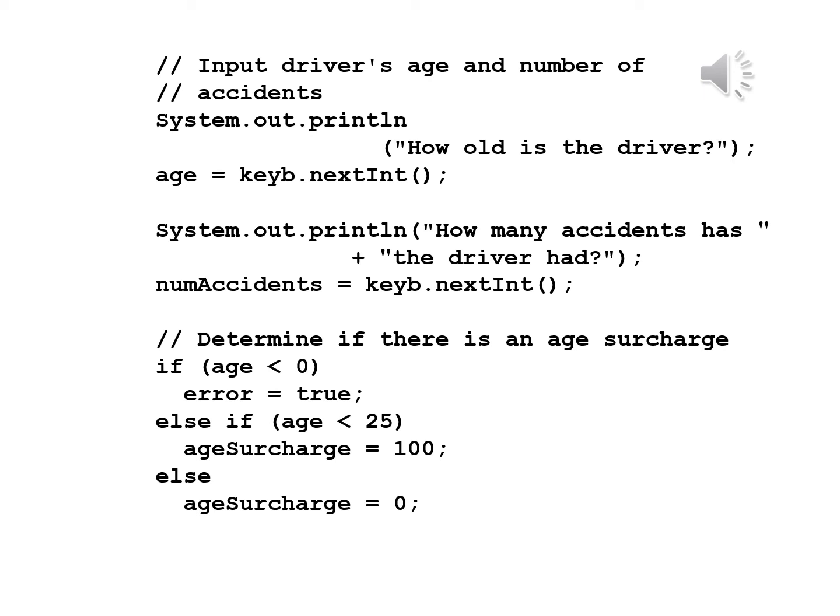Now let's determine if there's an age surcharge. If age is less than 0, error = true. Ages can't be negative. Else if age is less than 25, so it's going to be anywhere from 0 to 25, ageSurcharge = 100. Else ageSurcharge = 0.